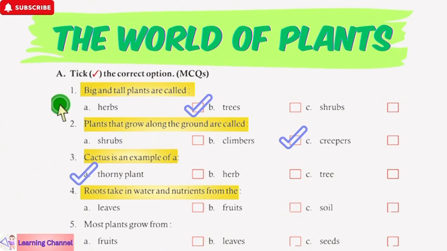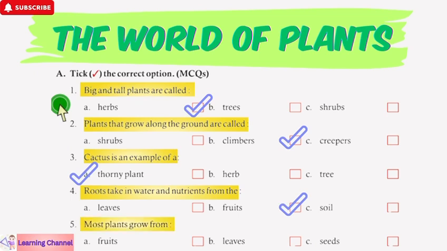4. Roots take in water and nutrients from the. The answer is C, soil. Roots take in water and nutrients from the soil.